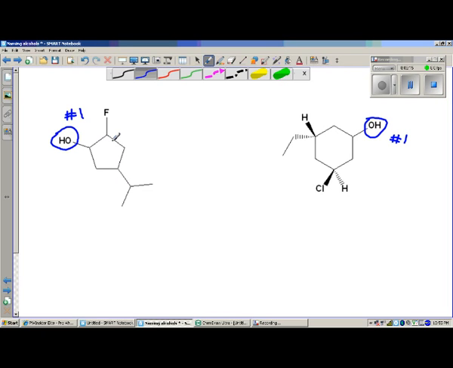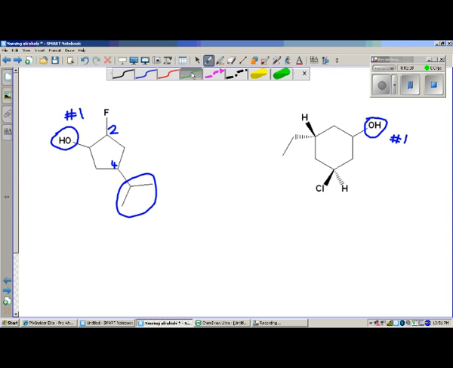So if we look at our parent chain here, in this case it's actually not a chain, it's a ring, so our parent name here would be cyclohexane, or in this case cyclohexanol with the alcohol there. And then of course we have a fluorine on carbon number 2, and we have this guy on carbon number 4.